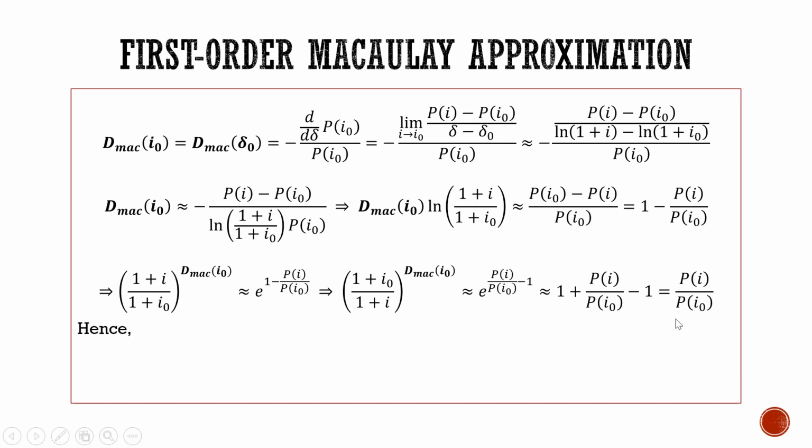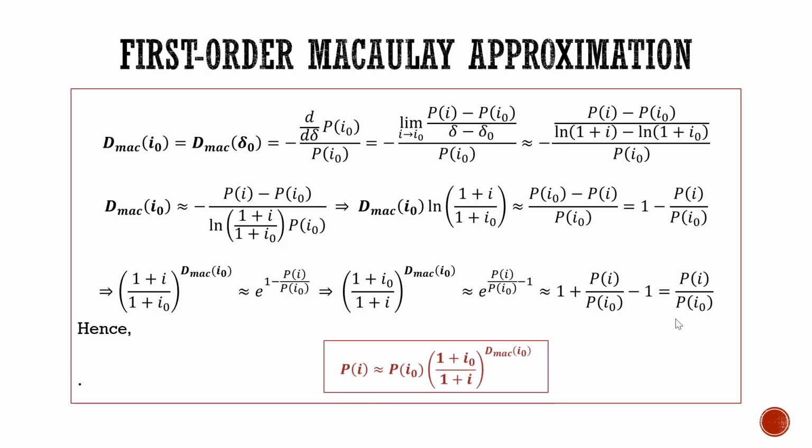So we are going to take the reciprocal of both sides and then solve for pi. So pi is pi0 times ((1 + i0)/(1 + i)) to the d max of i0. So this is how we approximate the price of an investment or cash flows at an interest rate near i0.